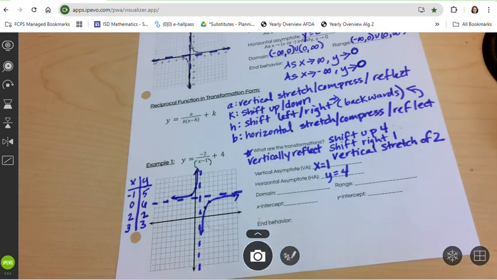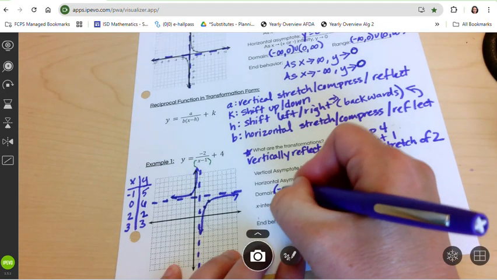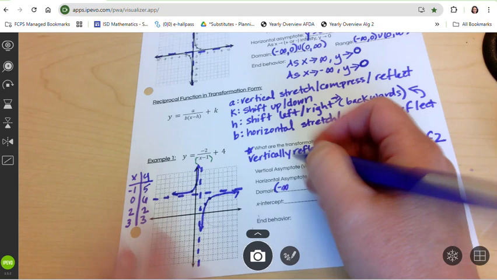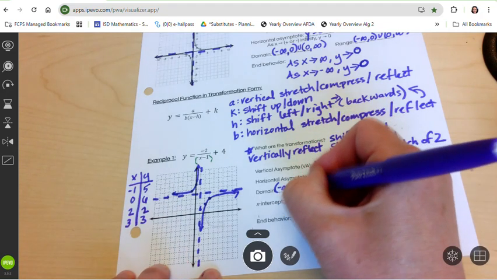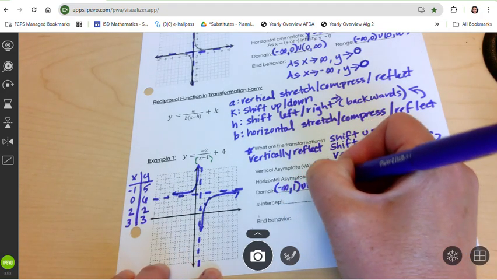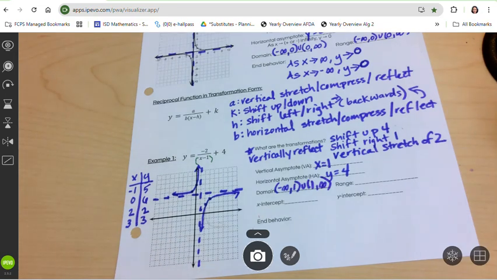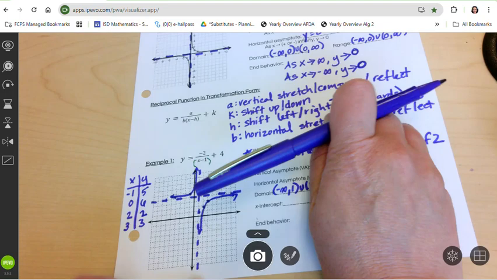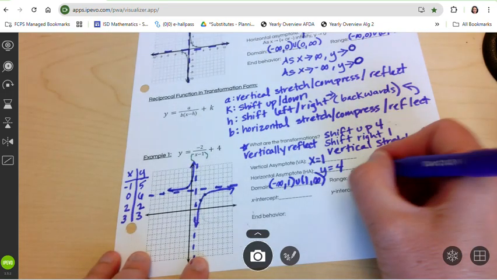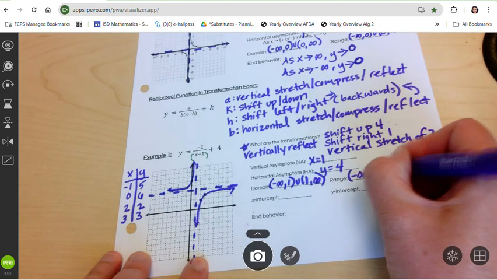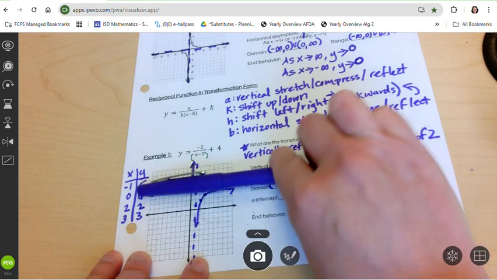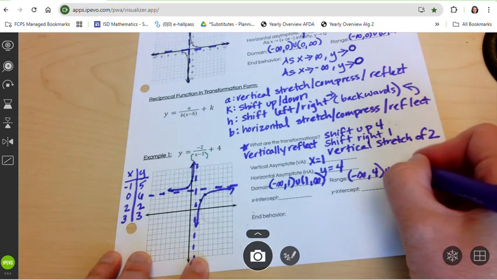Okay, domain. 2 pieces. -infinity up until your vertical asymptote at 1. And then 1 to infinity. Raise your hand if you had your domain correct. Raise your hand if you have a question about the domain. Okay. Range is going to start down here, -infinity, and it goes up to the 4. Then after the 4, it's going to go up to positive infinity.